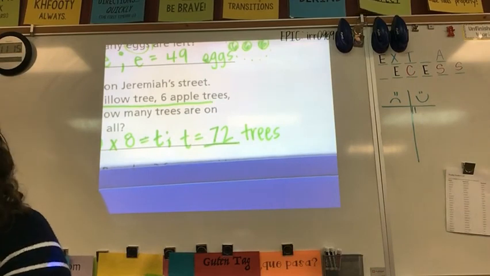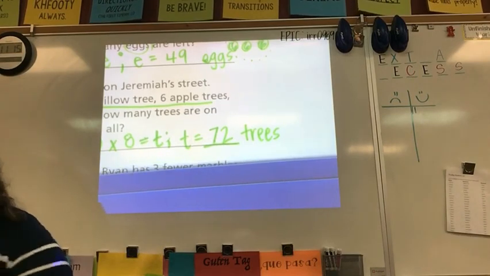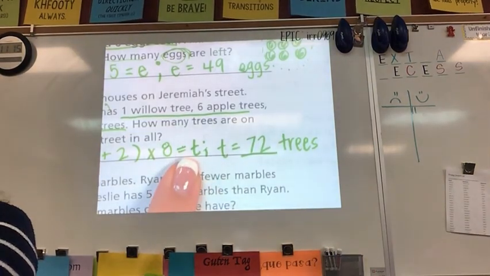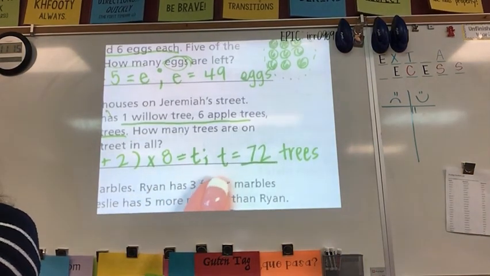You guys ready to try your own? I want to see this equation with a variable and then your answer and label.